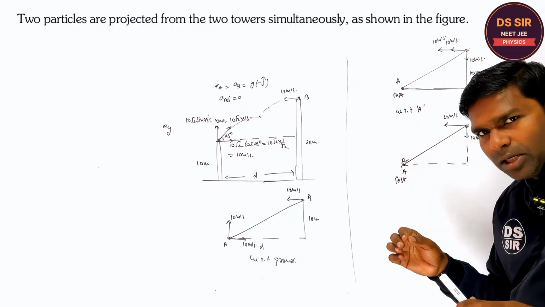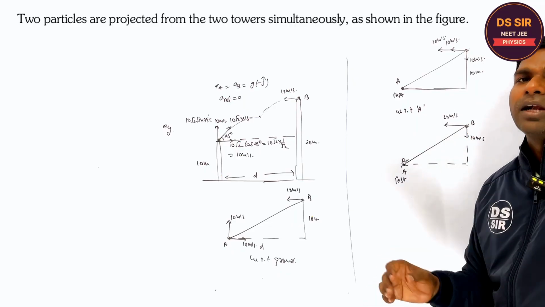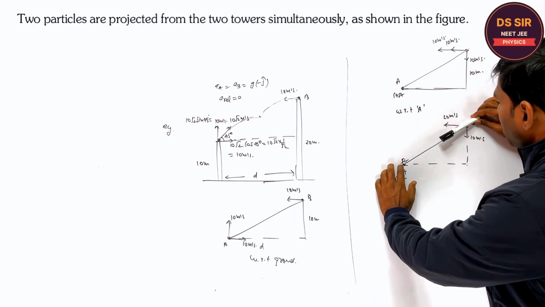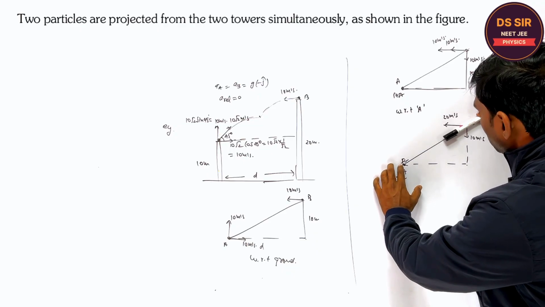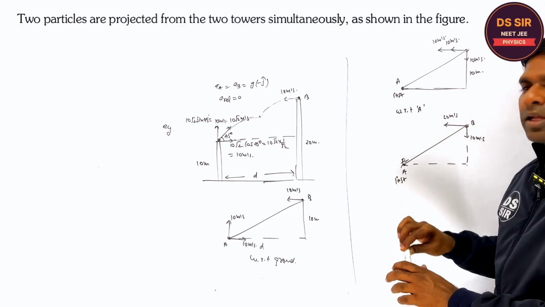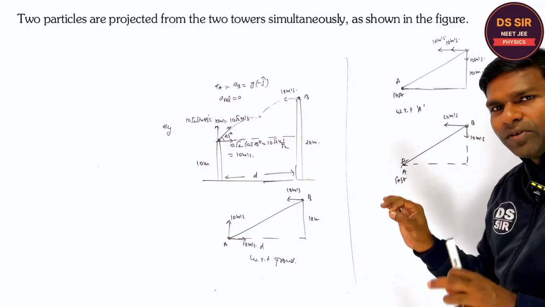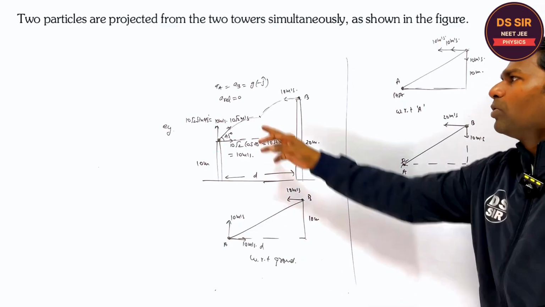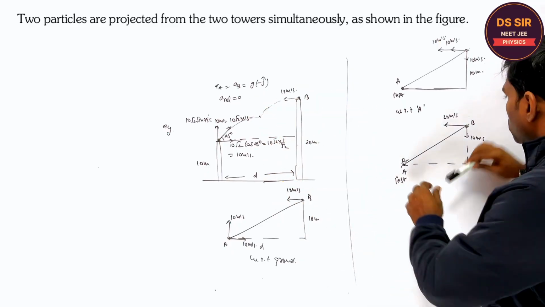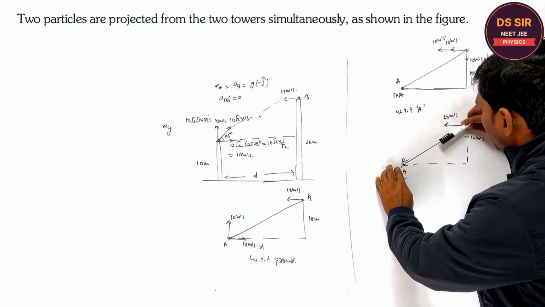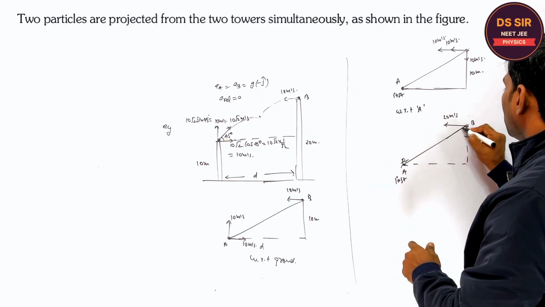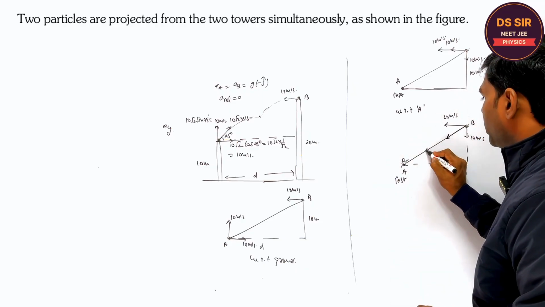So for collision to occur, what is the condition? The condition is that B must be coming towards A. The relative acceleration of B with respect to A is 0 because both are in the same field. So for the collision it must come in this way. Is it clear or not? And they will hit.